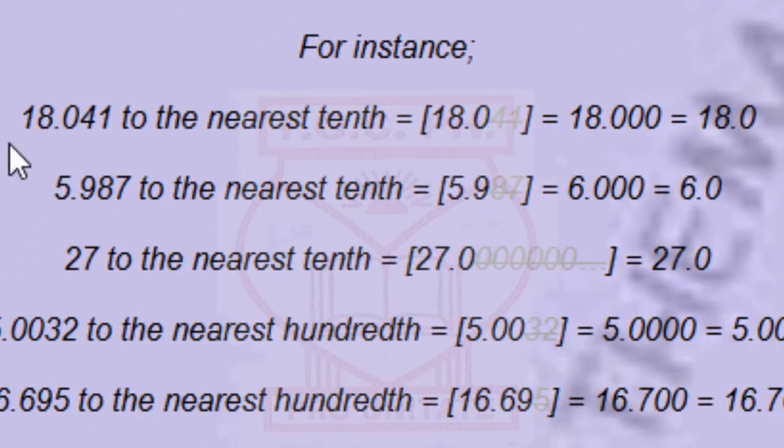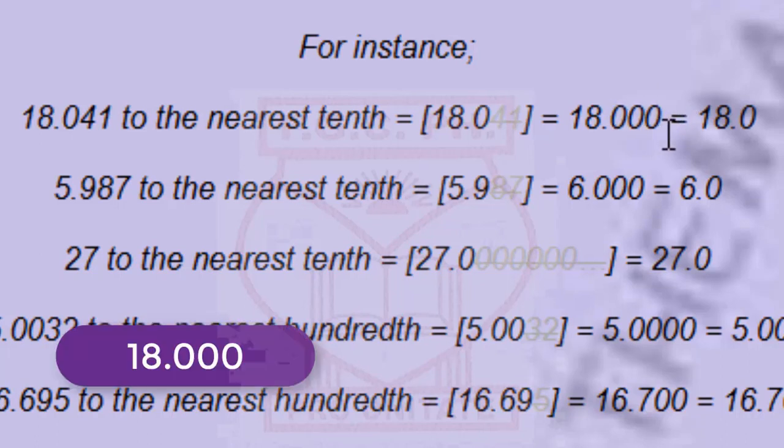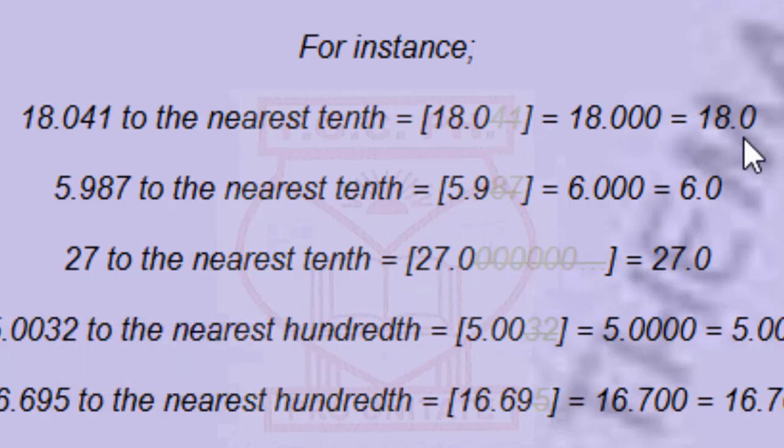For example, if I approximate 18.041 to the nearest tenth, I expect that I should have 18.000 because 4 is rounded down. And then I should have knocked off the 3 zeros here, but I won't do that because I was asked to approximate to the nearest tenth. I have to leave a 0 in the 10th place to represent my approximating to the nearest tenth, and that's the rule.